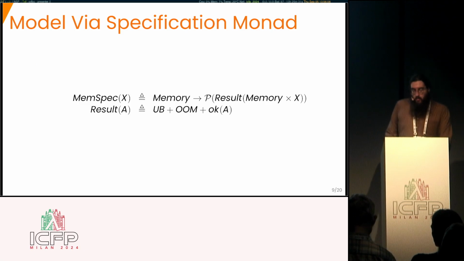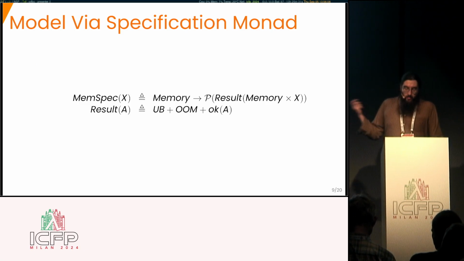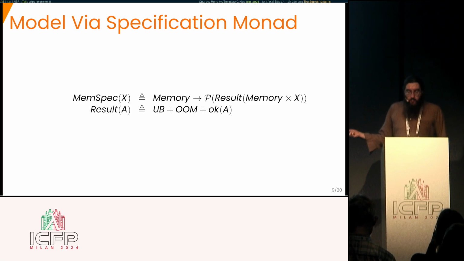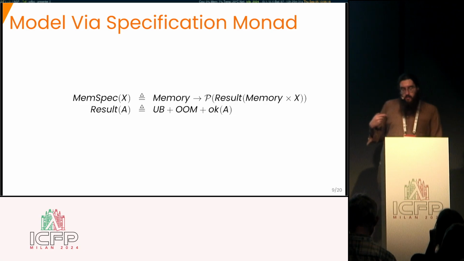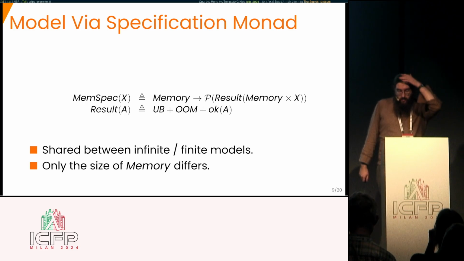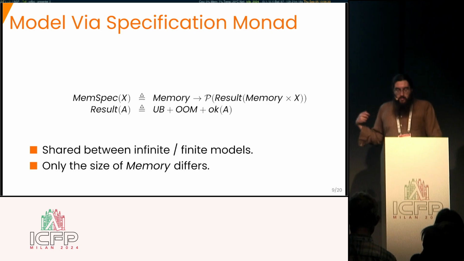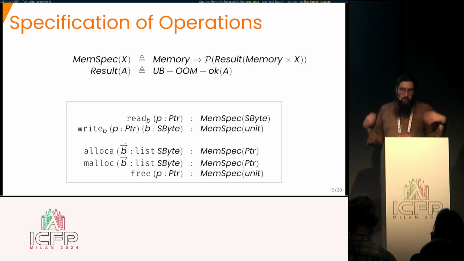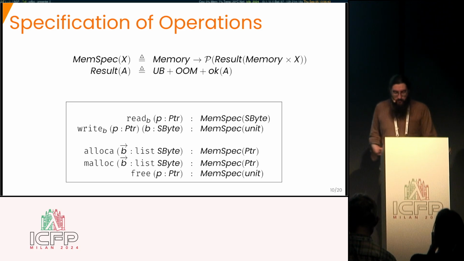We model our primitive memory operations via this memspec monad. The memspec monad maps initial memory configurations to a set of possible results. This may indicate that the operation raises undefined behavior, runs out of memory, or that the operation can run successfully, yielding the resulting possibly unchanged state of memory, as well as the result of the operation with the appropriate type. The specification of operations will be shared between both the infinite and finite stages, but the size of the memory component of memspec will differ between the two. The operations that we'll model are just the operations we mentioned before: reads, writes, stack allocations, heap allocations, and free.